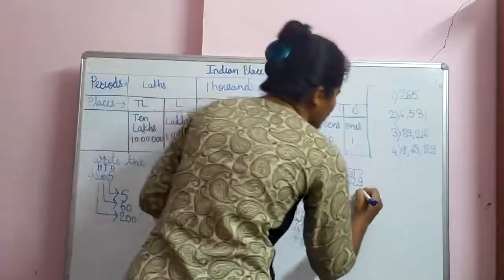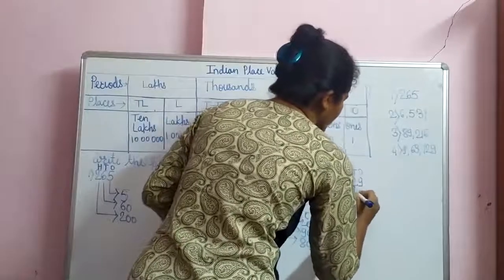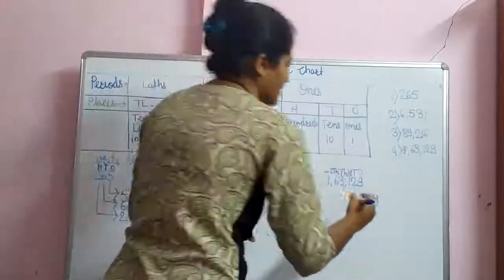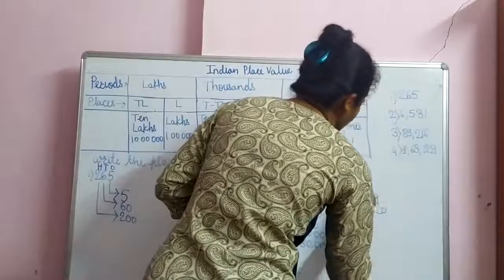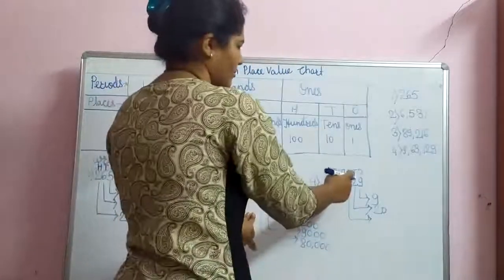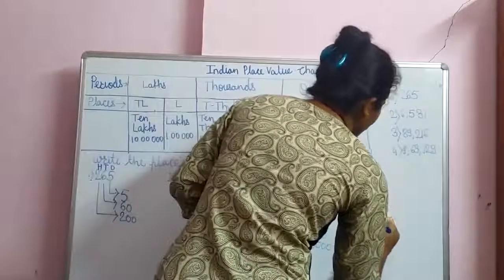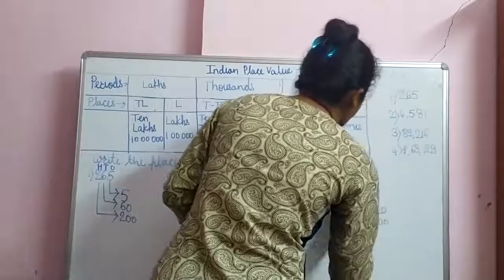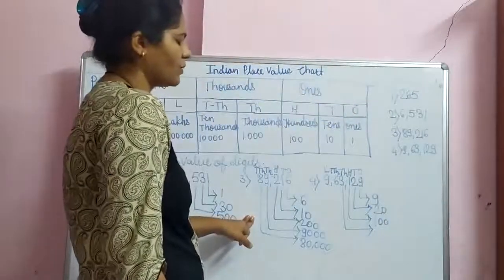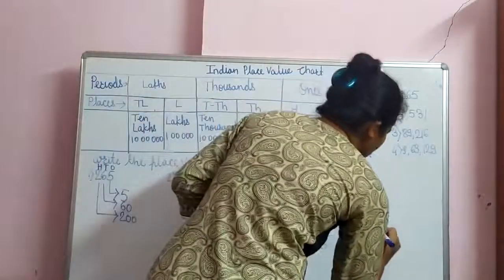So place value of this 9 is a 9. Place value of 2, what is the place of this? That is a tens, means 20. Place value of 1 is a 100 because place is a 100. So place value is 100. Next is a 3, that is on a 1,000 place. So what is the place value of it? 3,000.